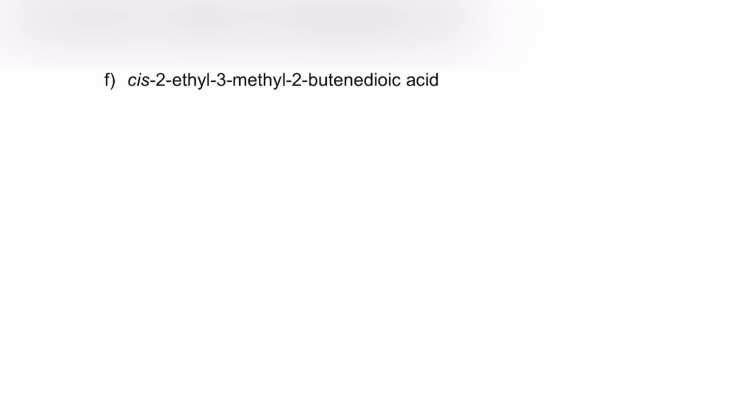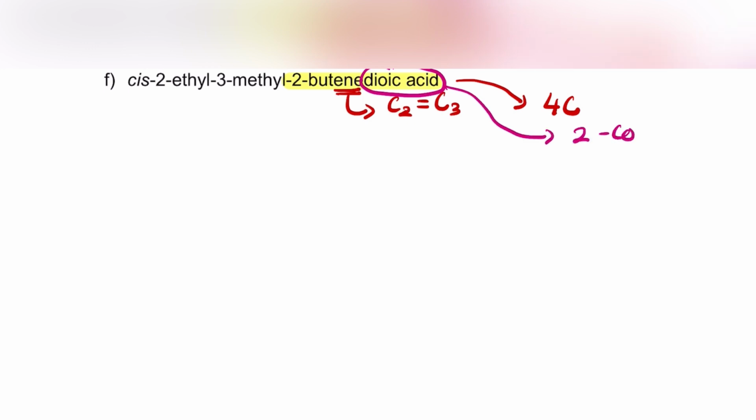Let's go with the last structure. The last structure, kalau awak nampak, kita ada acid paling hujung, lepas tu ada butene dioic, kena letak position. So this is our parent. So as I mentioned before, bila you nampak E, huruf E ni, E and E, ini adalah double bond. And your double bond should be between carbon number 2 and carbon number 3. And then this parent kita ada 4 carbon atoms. And then you have to make sure that because of the naming, which is dioic acid, means that you have 2 COOH group.